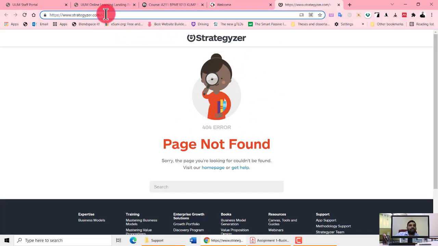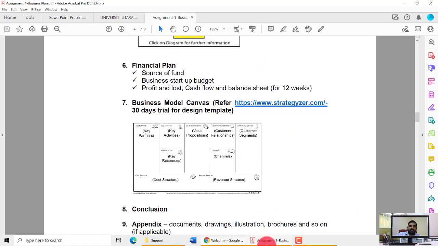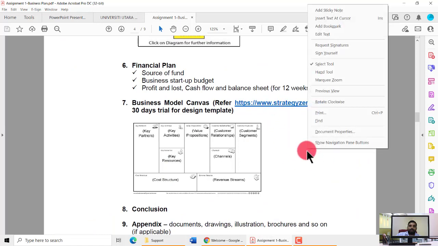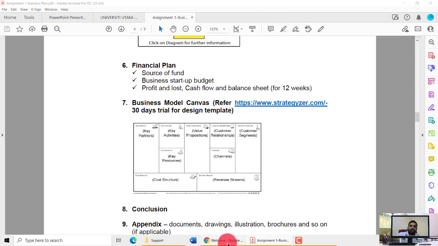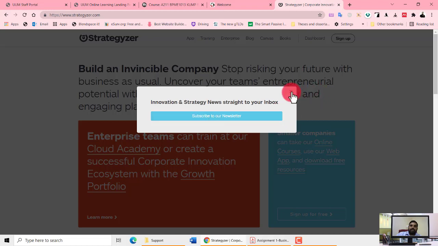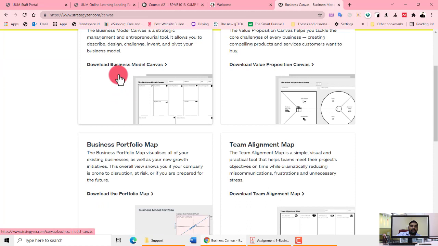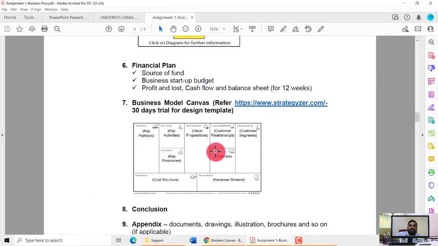Sorry, this one is not available. Go here, strategyzer.com. You can get the dashboard. You just sign up and get the canvas, and also you can get the books. Download the business model canvas and you just fill it up. I will explain the business model canvas in the classroom, in chapter 6. Don't worry. That is about assignment 1.